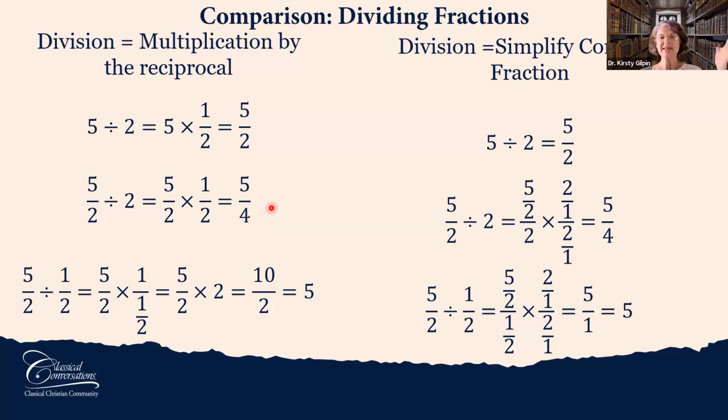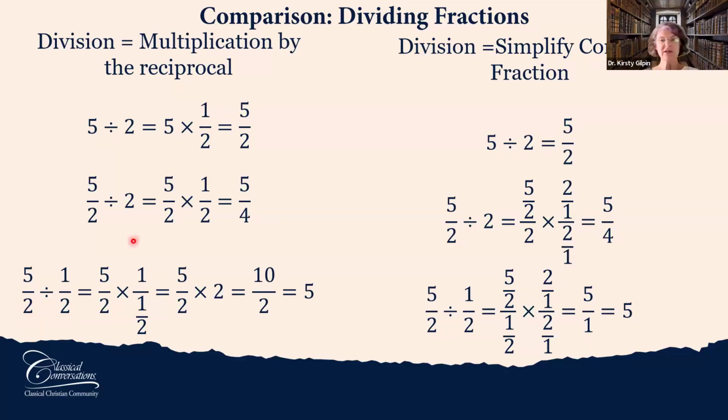And that may make sense to us, because if I said I have 5 halves and I want to divide that in half, right? Our brains can maybe see where that becomes 5/4. But this is a way of understanding why that works using multiplication by the reciprocal. And then finally, we have 5 halves divided by 1/2.